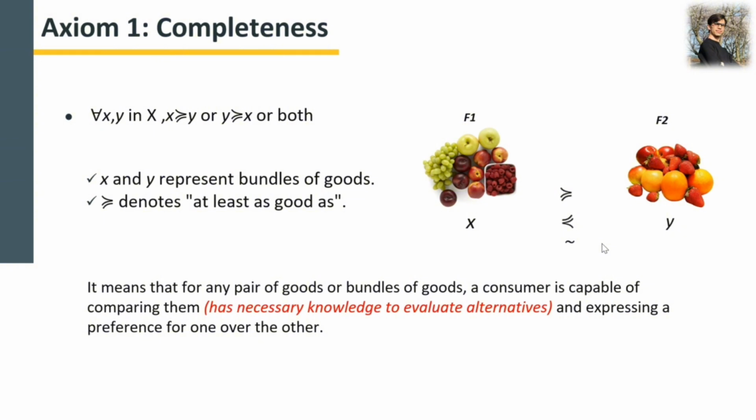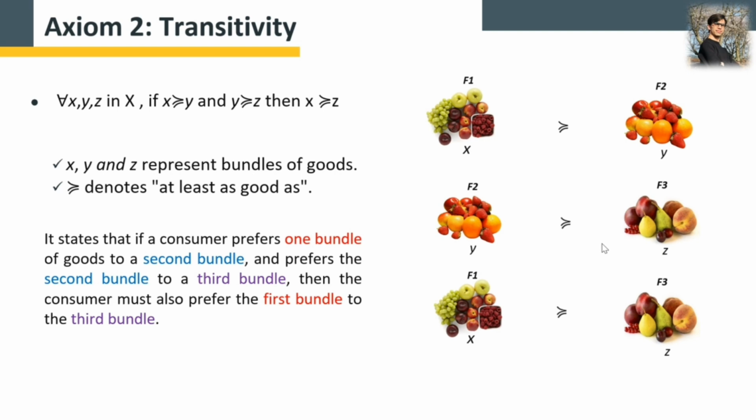So now, let's see the second one. What is the second one? The second assumption is transitivity. This axiom says for any three alternatives or three bundles such as X, Y, and Z in consumption set X, if X is at least as good as Y and Y is at least as good as Z, then X is also at least as good as Z. Here again, X, Y, and Z represent bundles of goods, and this notation again represents at least as good as, or weakly preferred.